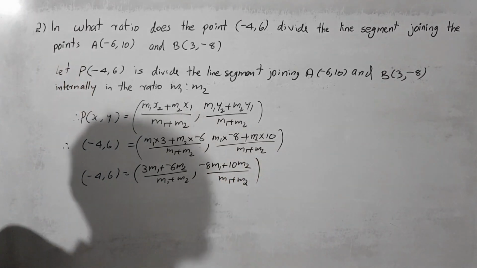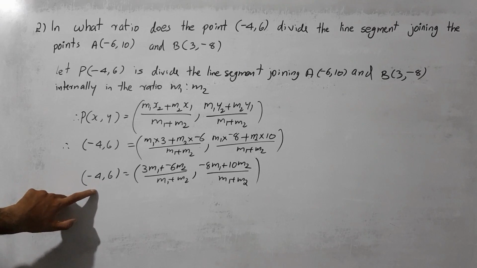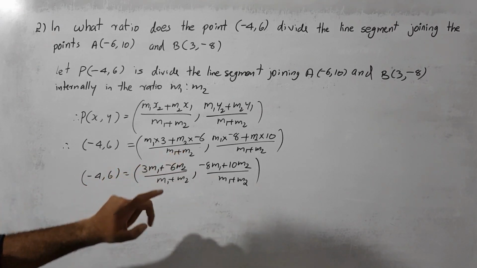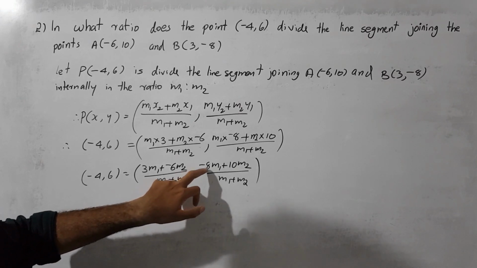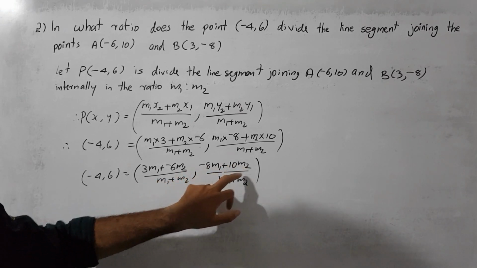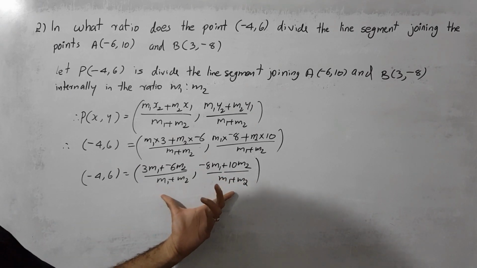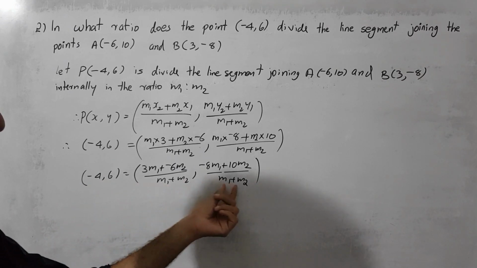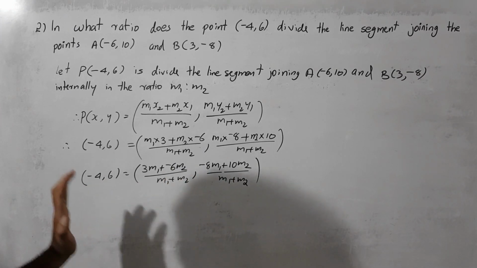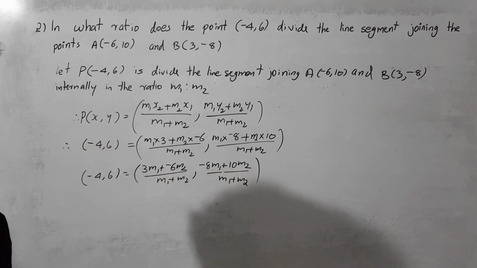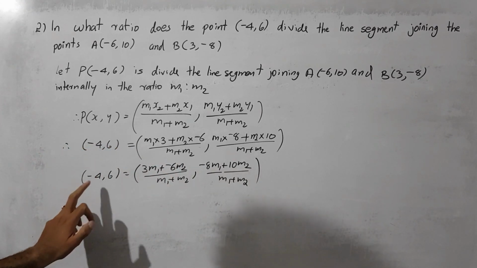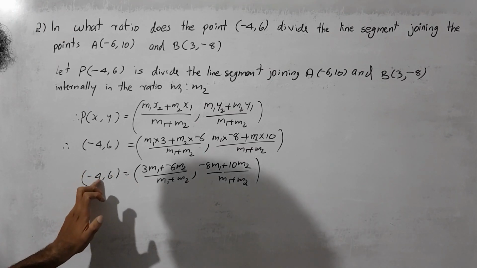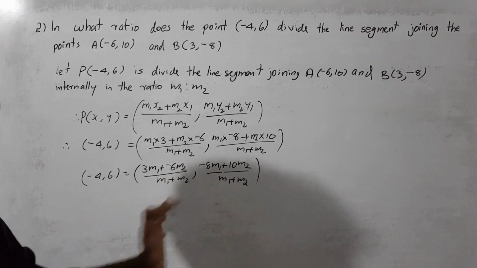Now it is very clear. Given the coordinate (-4, 6) is equal to the coordinates (3m1 plus -6m2) by m1 plus m2 and (-8m1 plus 10m2) by m1 plus m2. This is also in the form of a coordinate and this is also in the form of a coordinate. This is the x coordinate, this is the y coordinate, correct? So when we say these coordinates are equal, it is only in the case where the x coordinates are equal and the y coordinates are equal.